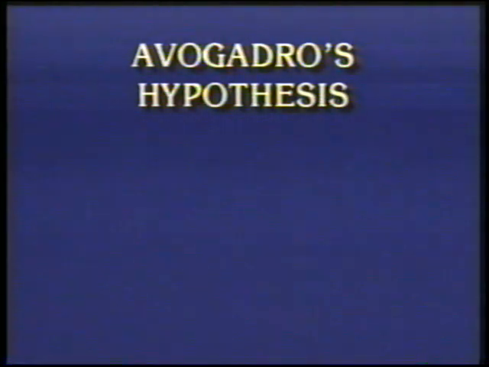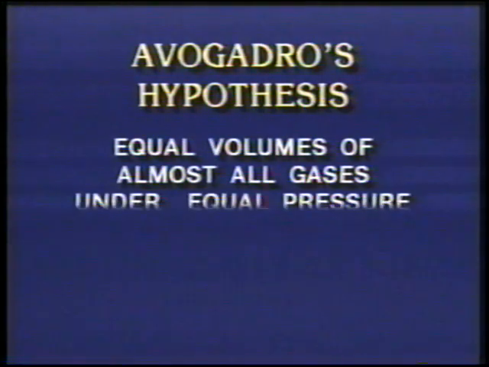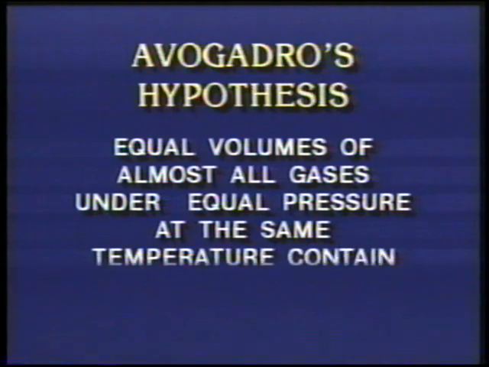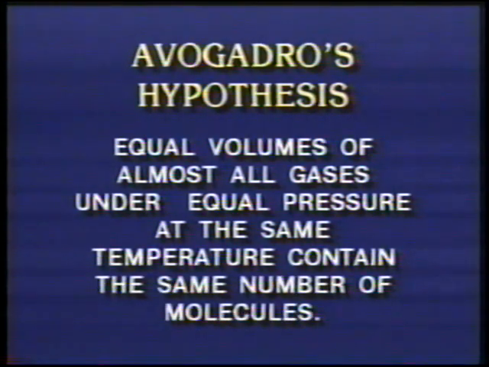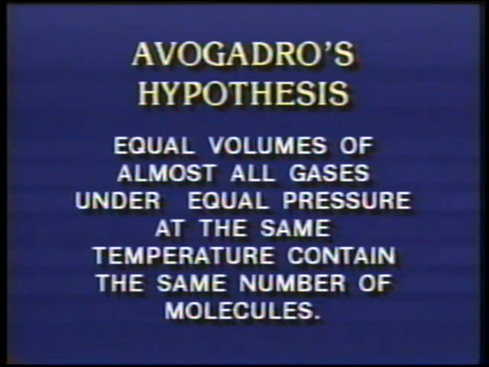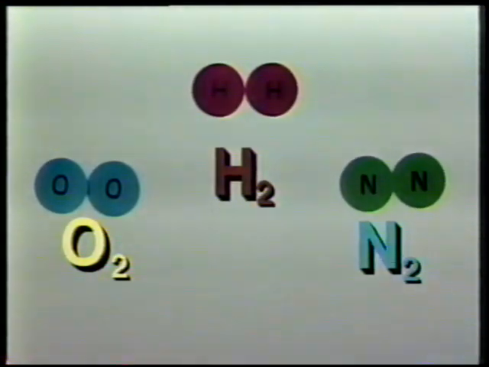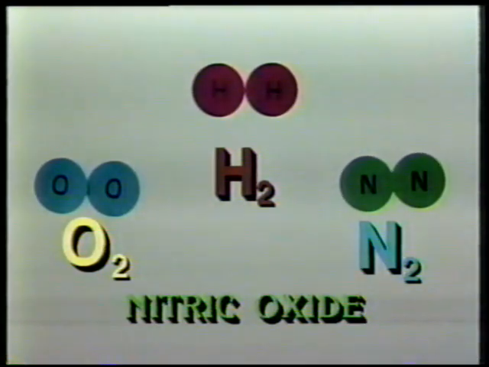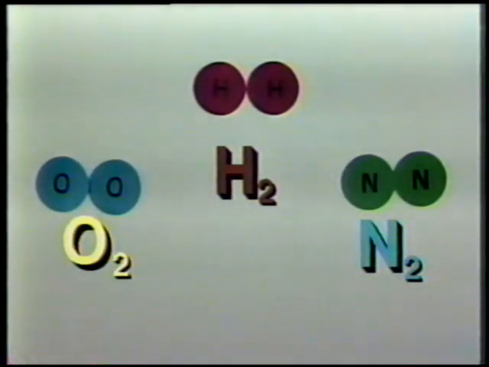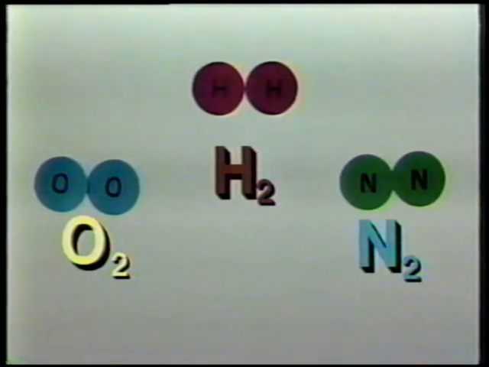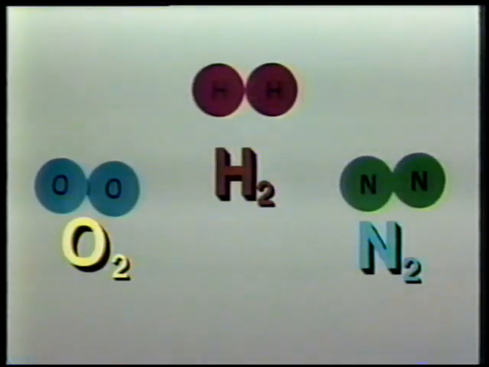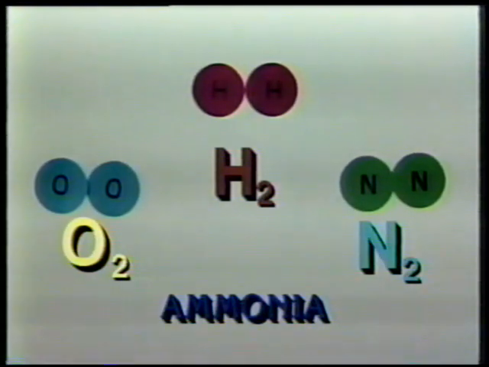Early in the 19th century, the Italian physicist Amedeo Avogadro noted that equal volumes of almost all gases under equal pressure at the same temperature contain the same number of molecules. 1 volume of oxygen and 1 volume of nitrogen produce 2 volumes of nitric oxide, while 1 volume of nitrogen and 3 volumes of hydrogen produce 2 volumes of ammonia.